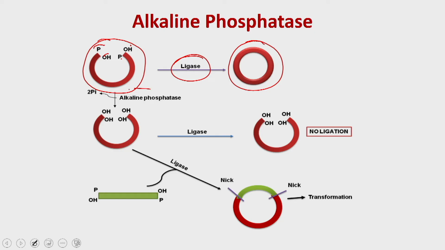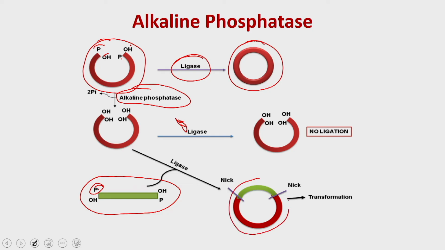So, if you treat this with an alkaline phosphatase, it is going to remove the phosphate present on this plasmid, and it is now going to have the OH. In that case, if you put in the insert, the insert's phosphate group is there, so it is going to utilize the insert's phosphate group, and as a result it is going to give you the recombinant DNA, whereas the OH is not going to get recircularized and will not give you the colonies.